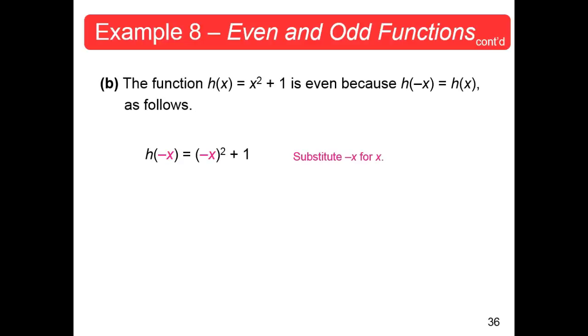Now, what would you do here? Plug in a negative x. So you put a negative x in here, that'll be a negative x squared plus 1, no x there. What is negative x squared? Positive x squared, right? Plus 1. What's positive x squared plus 1? The same thing that h of x was. So therefore, h of negative x is the same as h of x. Therefore, it's even. Exactly. Okay?